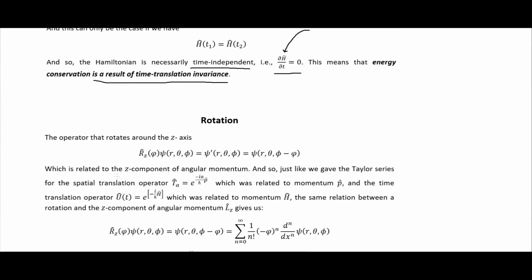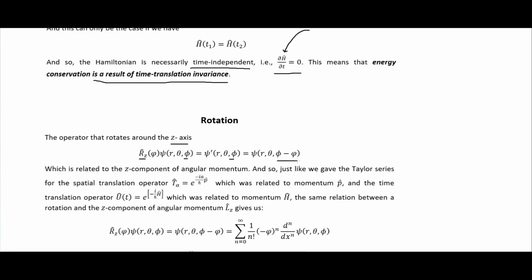So then we can think about the rotation here. So the operator that rotates us around the z-axis. So we have this operator here, and we rotate around the z-axis, which is this phi variable here.